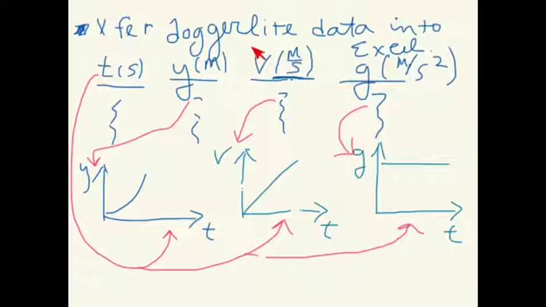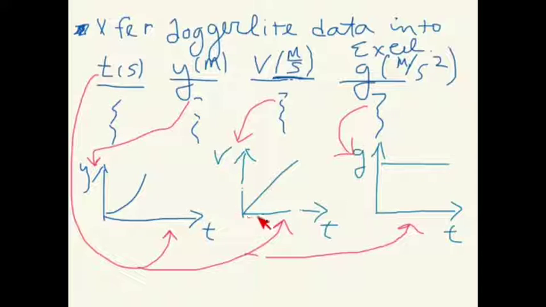When you transfer the Loggerlite data into Excel, the time in seconds will be in the first column. Y, or the position, will be in the second column, velocity in meters per second in the third column, and acceleration of gravity in meters per second squared in the fourth column. So you will select the first column to be the independent variable, the horizontal axis for your y versus time graph, and then the second column will be the output.